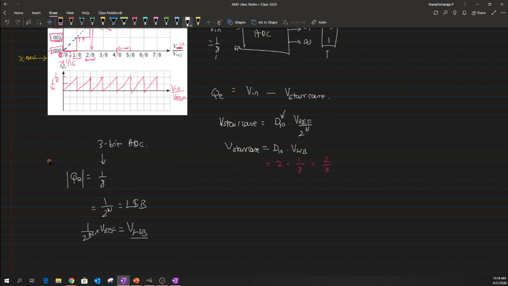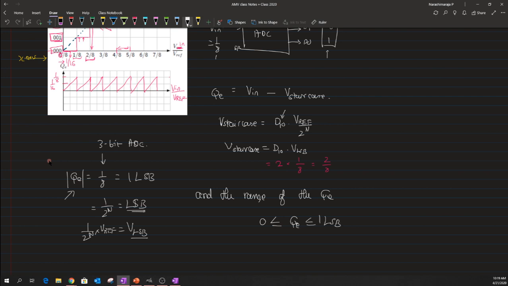Else, if I have just 1 by 8 or just 1 by 2 to the power n, then we call this a simple term as LSB. Again, the magnitude of this quantization error is equal to 1 LSB, and the range of this quantization error QE always falls between a value of 0 to a maximum value of 1 LSB.